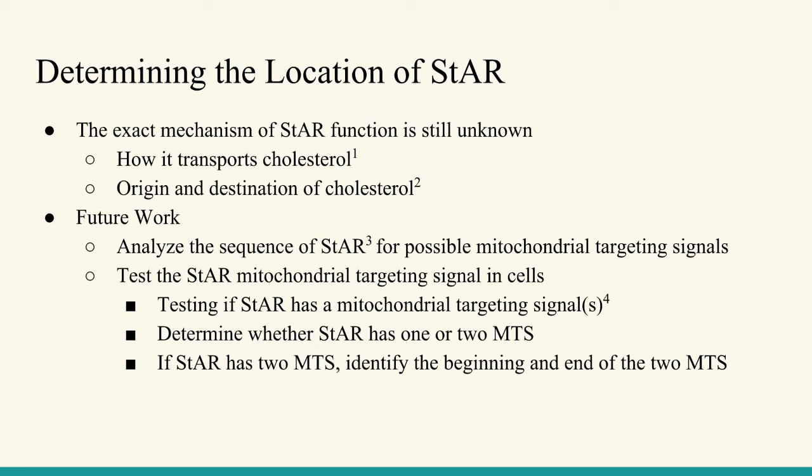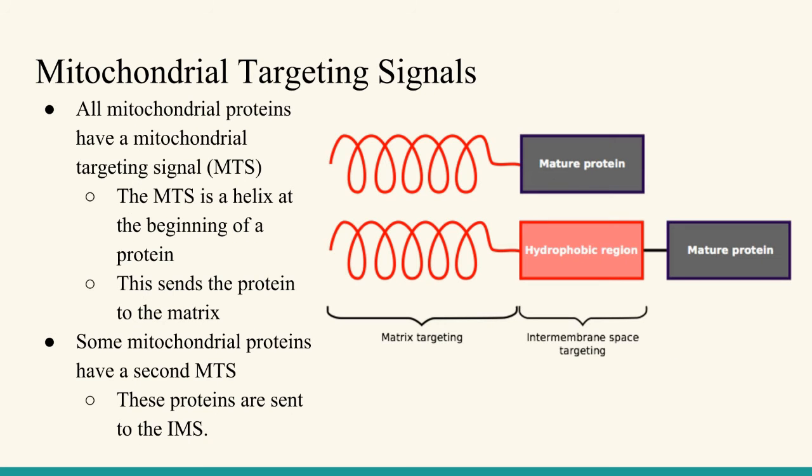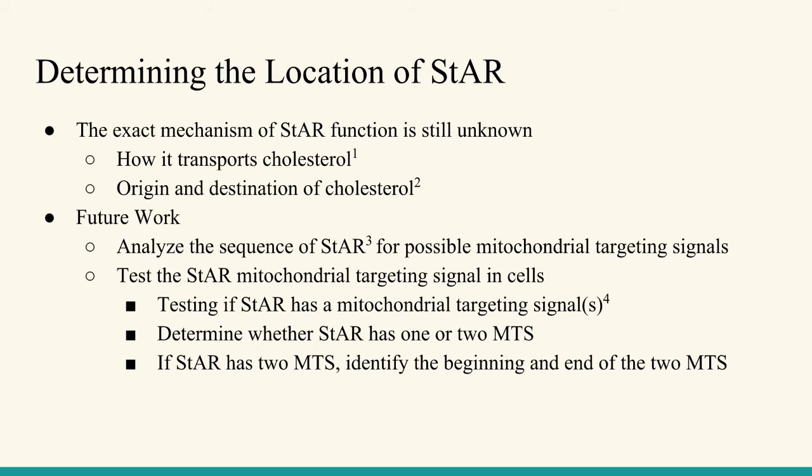We test for MTS, and we test if it has a signal first. Then we test if it has one or two signals. And if it has two, we have to identify where the first one ends and where the second one begins.